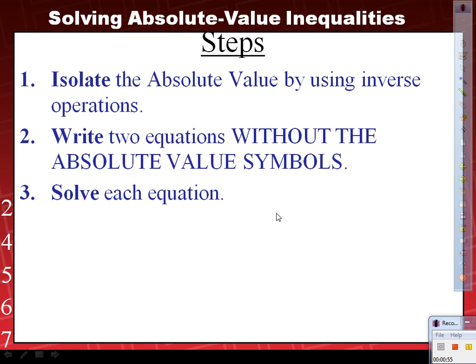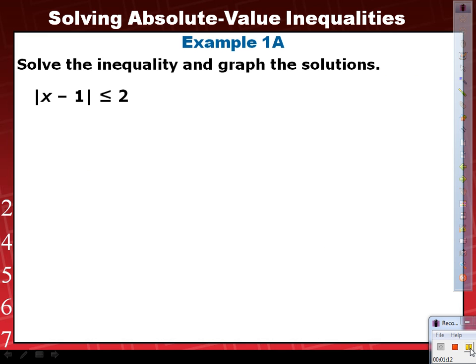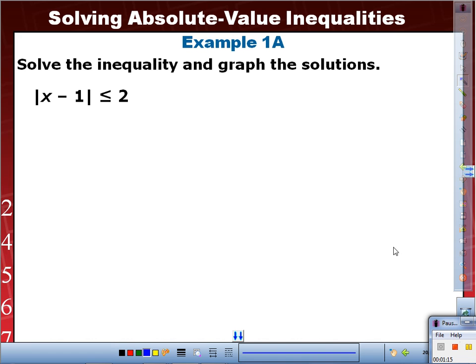Copy this down, please. Example 1A. Write down the instructions and the problem. The problem says solve the inequality and graph the solutions. Absolute value of x minus 1 less than or equal to 2. Just copy it and I'll go over this one step by step.